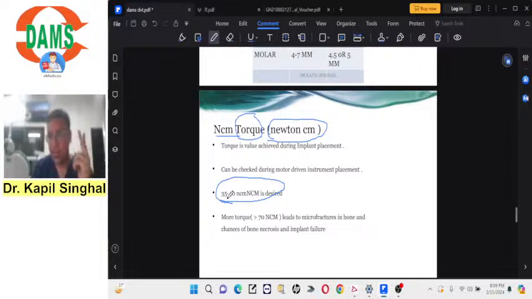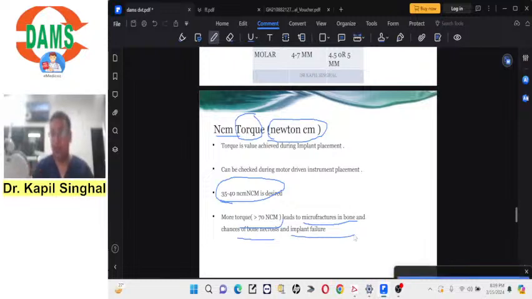Now the second question that may be asked: if your torque is excessive, what is the disadvantage? Suppose your torque is 70 or more than 70, 80, 90, 100. So what happens? It leads to micro fractures in the bone and can cause bone necrosis and implant failure. So excessive torque is not good for the implant and may lead to implant failure.